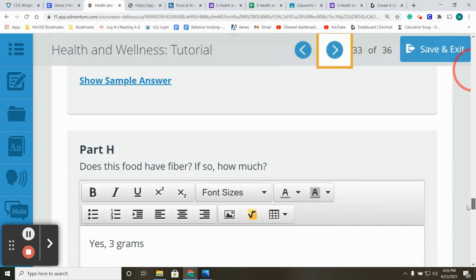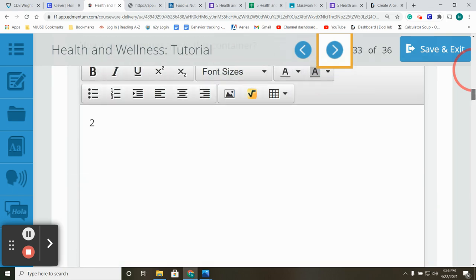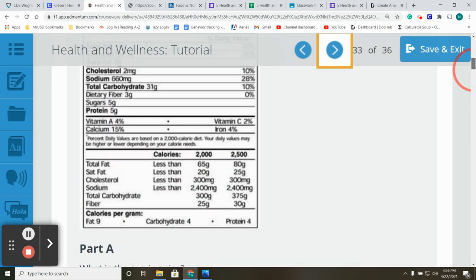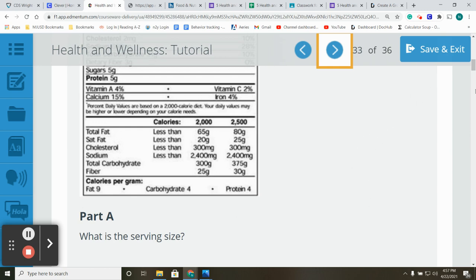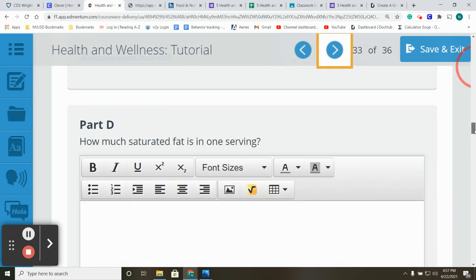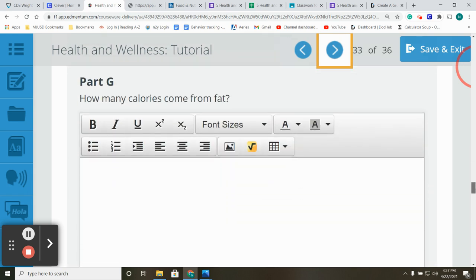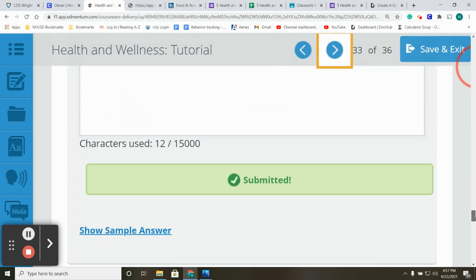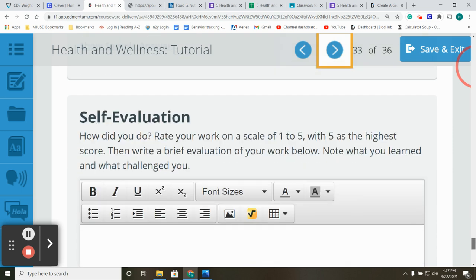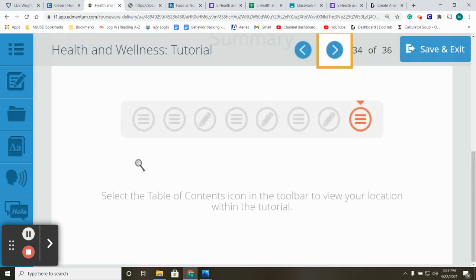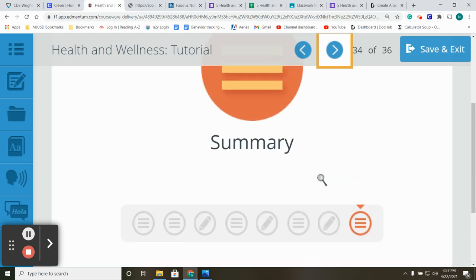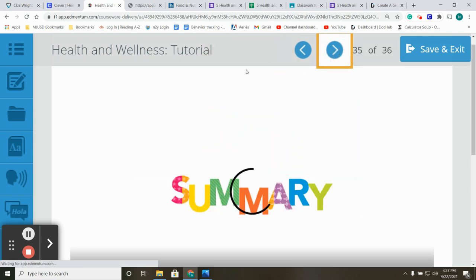Does this food have fiber? If so, how much? So fiber, 25 grams out of a 30-gram daily allowance, I believe. All right, that's it. Okay, next. We're almost done, yay. All right, summary.